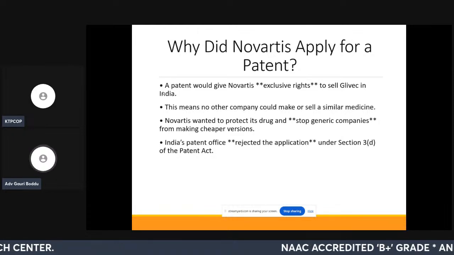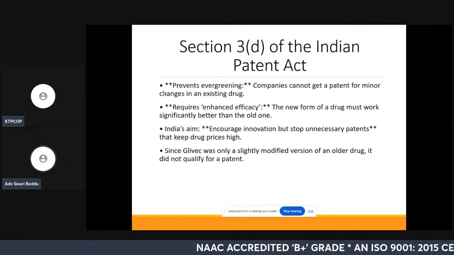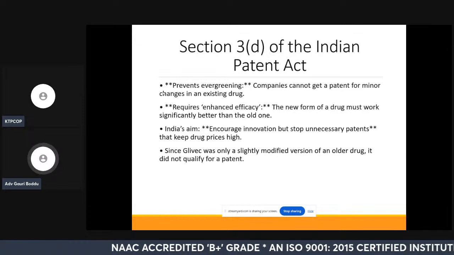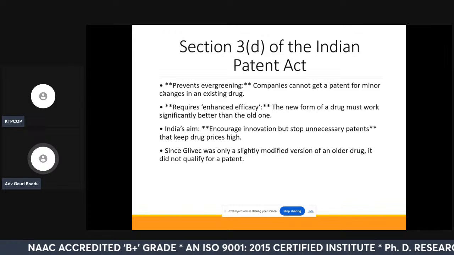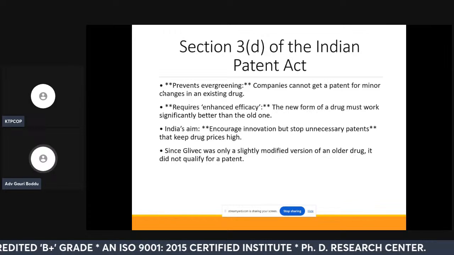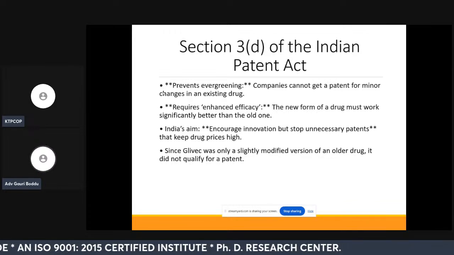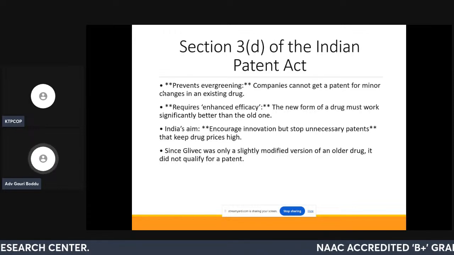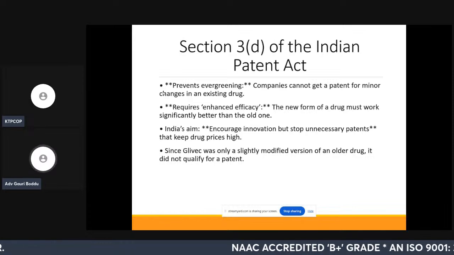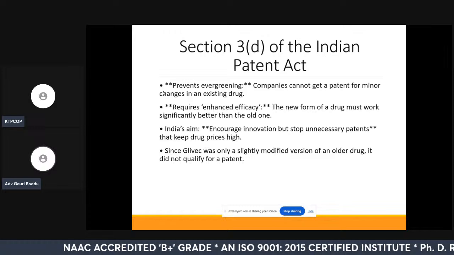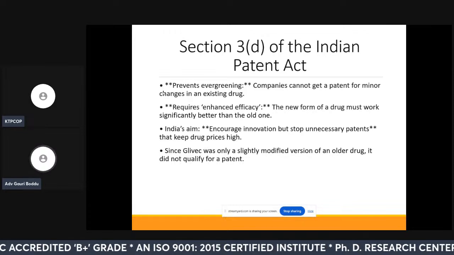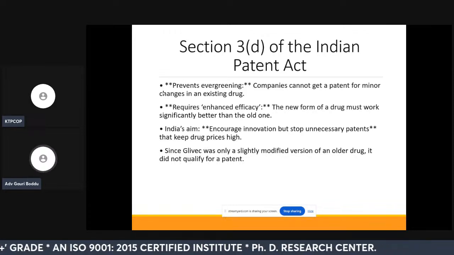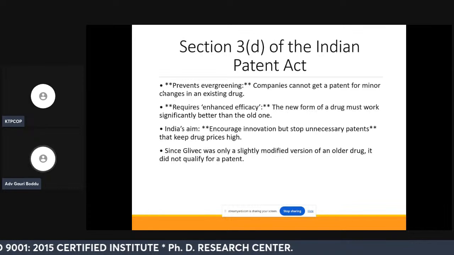So now let's see what is Section 3(d). Section 3(d) prevents evergreening. Companies cannot get a patent for minor changes in an existing drug. It requires enhanced efficacy. The new form of a drug must work significantly better than the old one. India's aim is to encourage innovation but stop unnecessary patents that keep drug prices high.